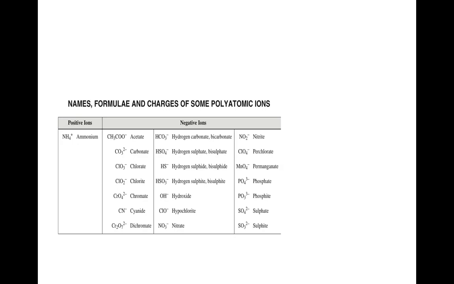So here's a list of some of the more common polyatomic ions. Ammonium is the only positive ion found here. The rest of them are all negative.